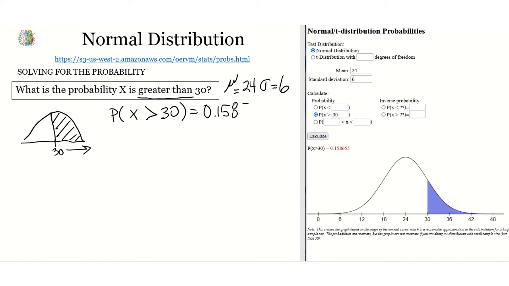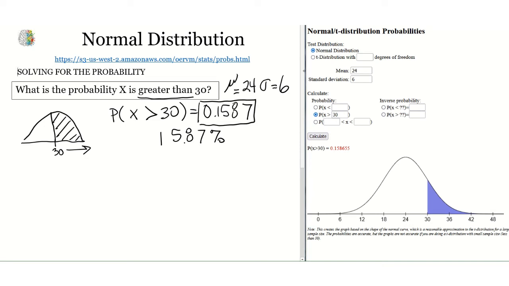0.15865. Once again, if I'm going to round it to the nearest 4 digits, that's going to be 0.1587. That's going to be my answer. And that tells me I have a 15.87% probability that my x value, with a mean of 24 and standard deviation of 6, will be a number greater than 30 or greater.